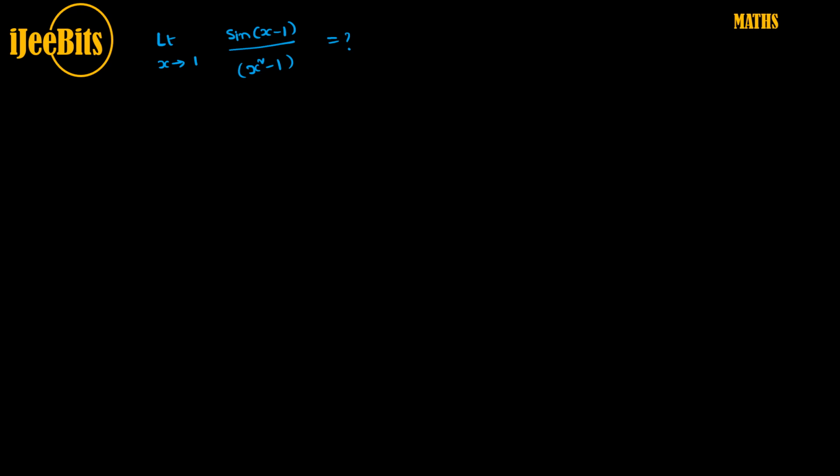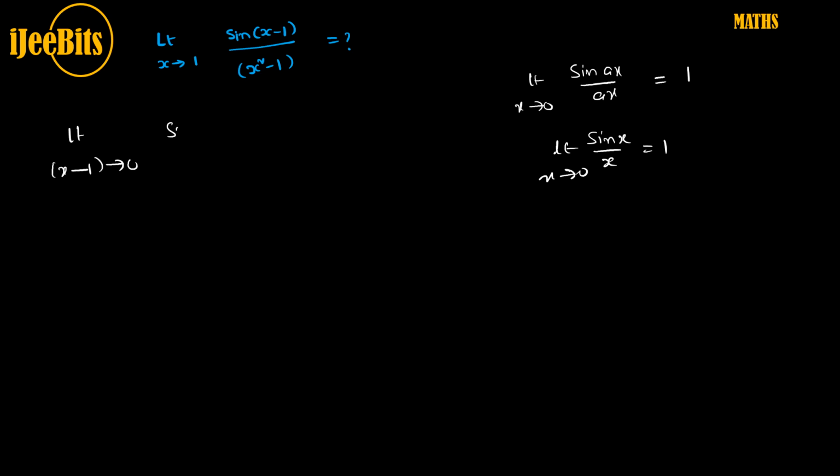Try this one. We know one thing, sin ax by ax, limit x tends to 0. The value would be how much? 1. Correct? You can say sin x by x also. Sin x by x equal to 1, limit x tends to 0. Let's look at this also. The x equal to 1, x minus 1, right? X minus 1 becomes a. So x tends to 1 also means x minus 1 tends to 0. Think about it. In this case, sin of x minus 1 divided by x square minus 1.